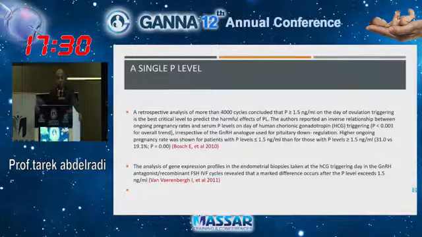less than 1.5 rather than those with higher than 1.5. The analysis of gene expression profiles in the endometrial biopsy taken at the HCG trigger day in the GnRH antagonist recombinant FSH cycle revealed that a marked difference occurred after the level of 1.5.